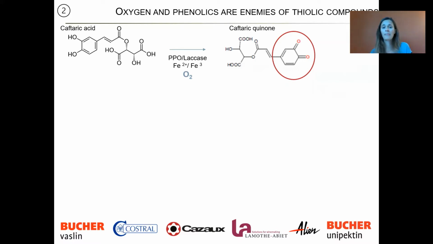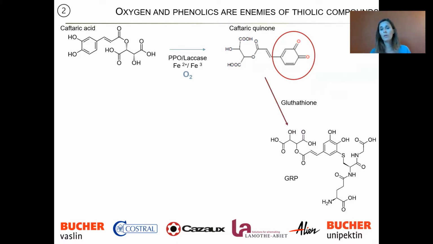This quinone that is being formed, and can be formed as soon as there is a phenol in contact with oxygen, will be first reacting with glutathione. Glutathione is a natural antioxidant compound present in wine or in grapes, and it will produce a grape reaction product, the GRP. Then the quinone will react with other phenolic compounds, creating browning. Browning in whites and rosé, but loss of color and loss of structure in reds.